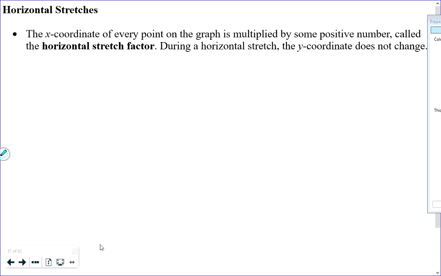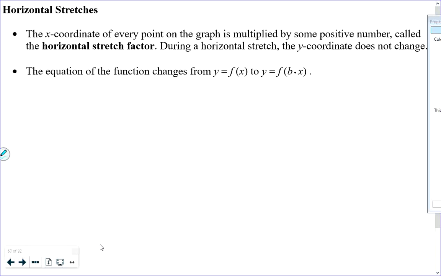All right, where were we? During a horizontal stretch, the y-coordinate doesn't change, and we learned on the very first page of this lesson that the x-coordinate gets multiplied by the horizontal stretch factor, which is not b. It's not b. The equation changes from y equals f of x to y equals f of bx, or g of x equals f of bx.